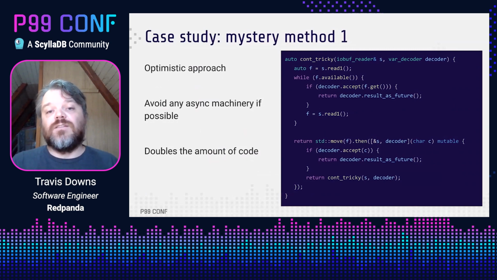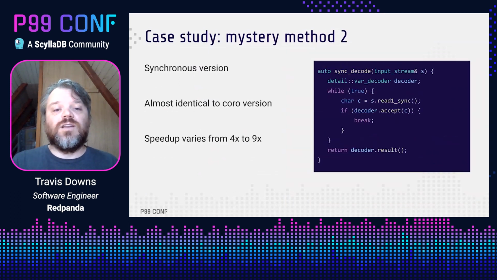So this get method is only allowed to be called if the future is available. So essentially we do an optimistic loop that tries to stay totally in the synchronous domain. Note that there are no continuations here, there are no co-awaits. And then if that fails, we fall back to the recursive approach. So this doubles the amount of code, but it's twice as fast. It's twice as fast as the coroutine approach and follows the same trend. And it's also faster than the continuation-based approach.